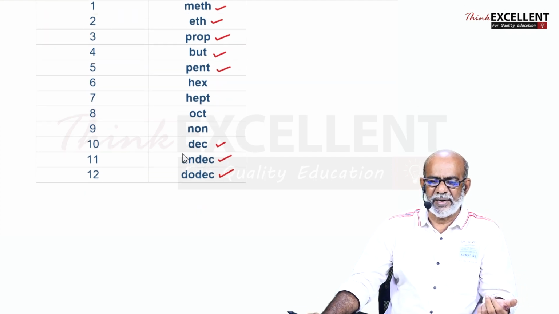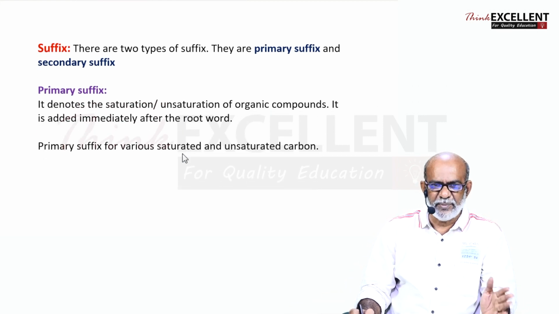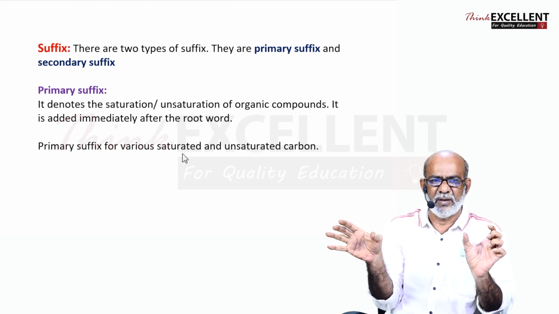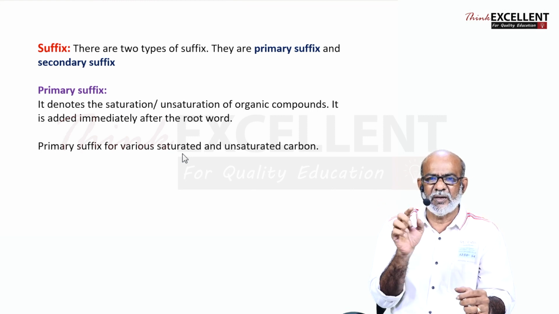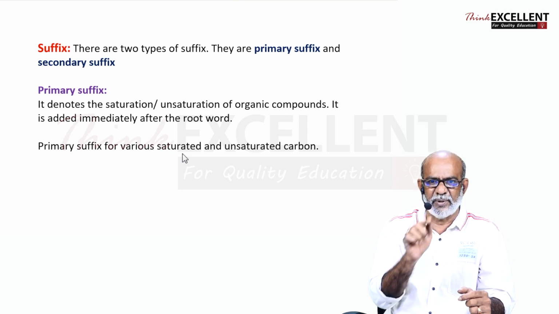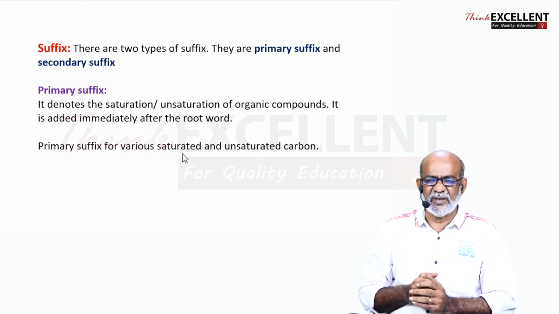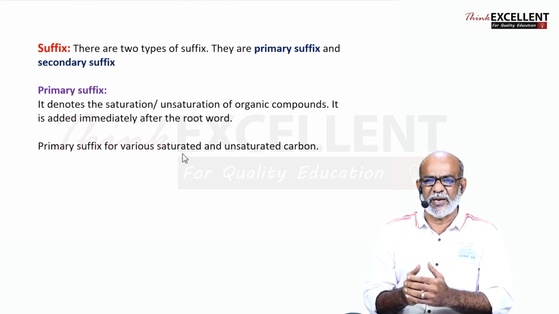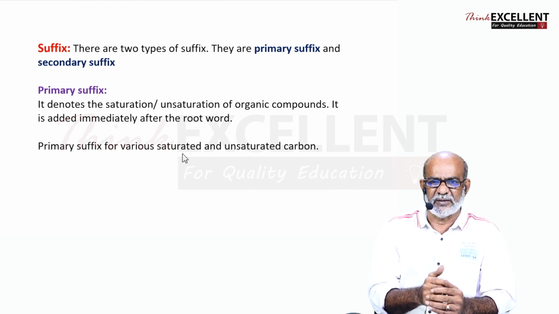Next, how to write the suffix? There are 2 types of suffix: primary suffix and secondary suffix. First you find the longest continuous chain of carbon, which is taken as the root word. Suppose there are 4 carbons; the root word for 4 carbons is but. Then you come to the suffix. You should write the primary suffix first and then the secondary suffix, so first you should know which is which.